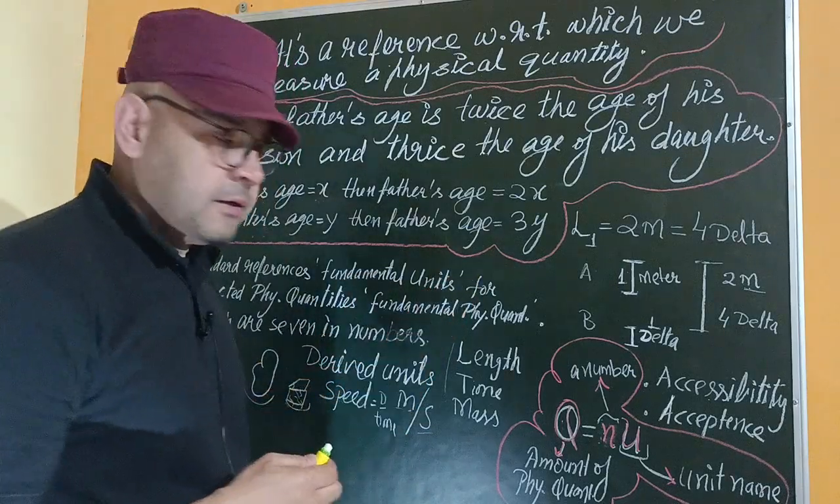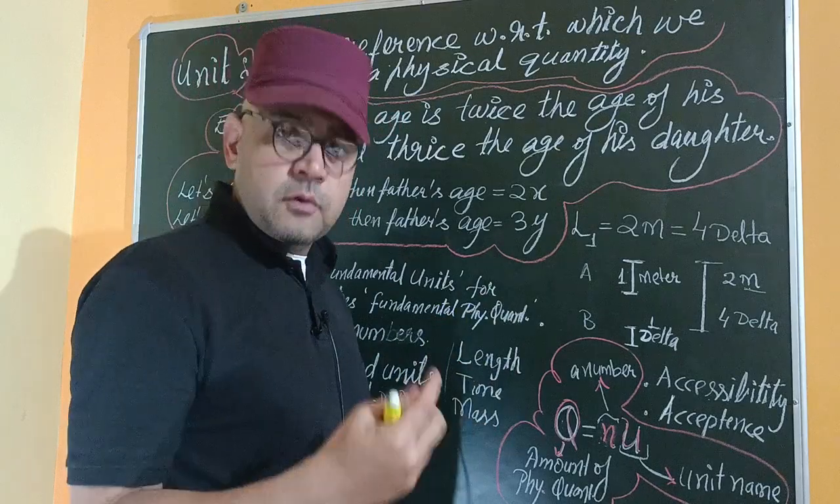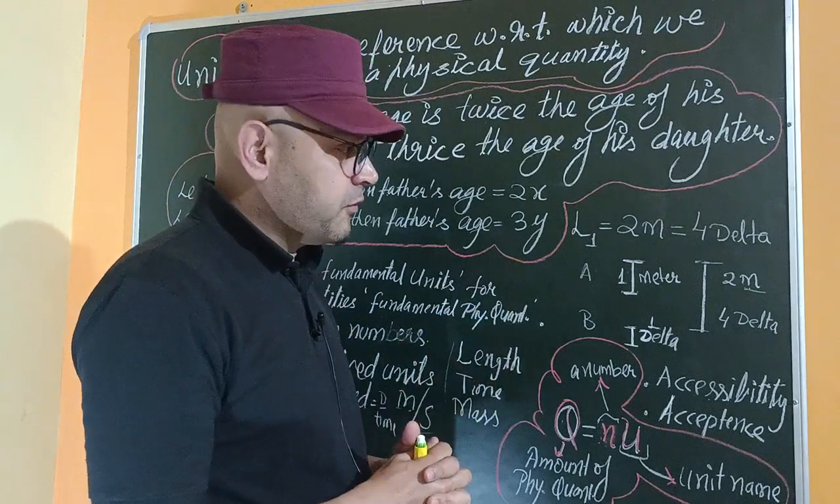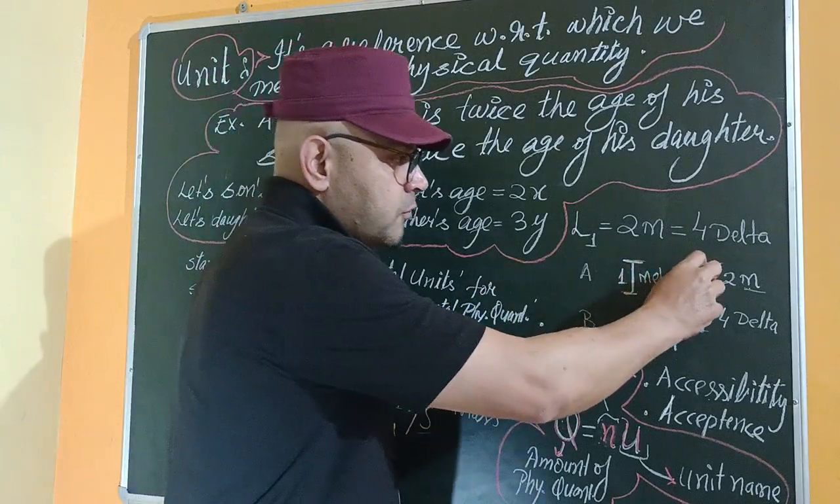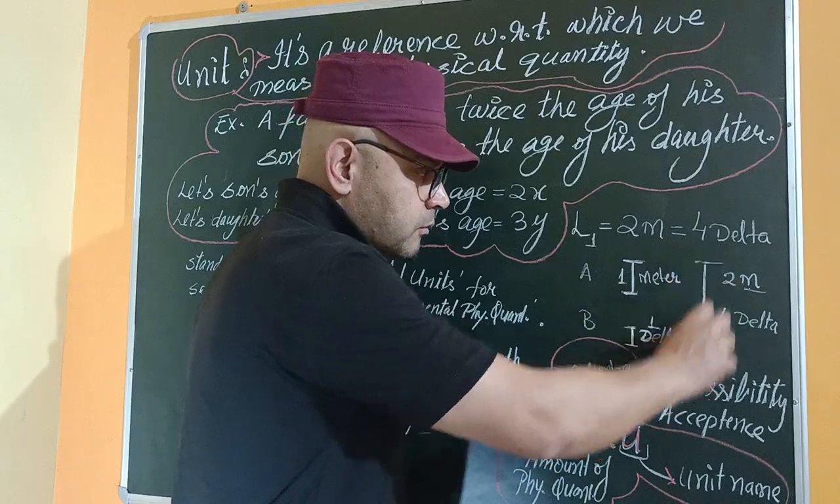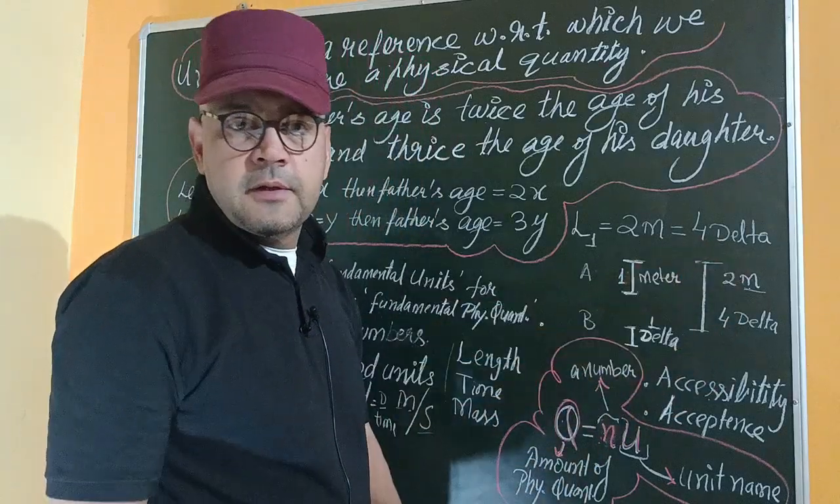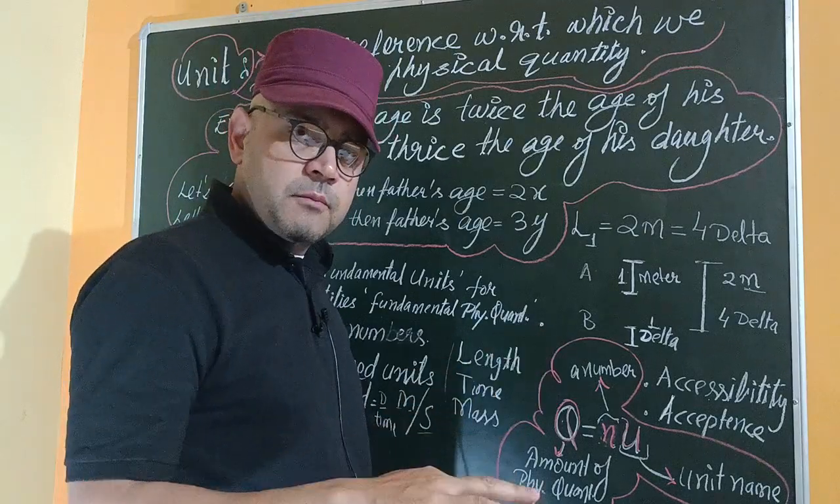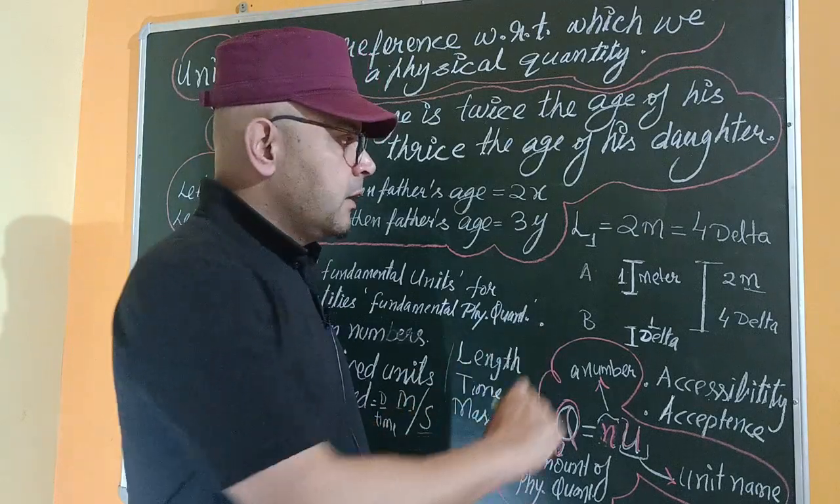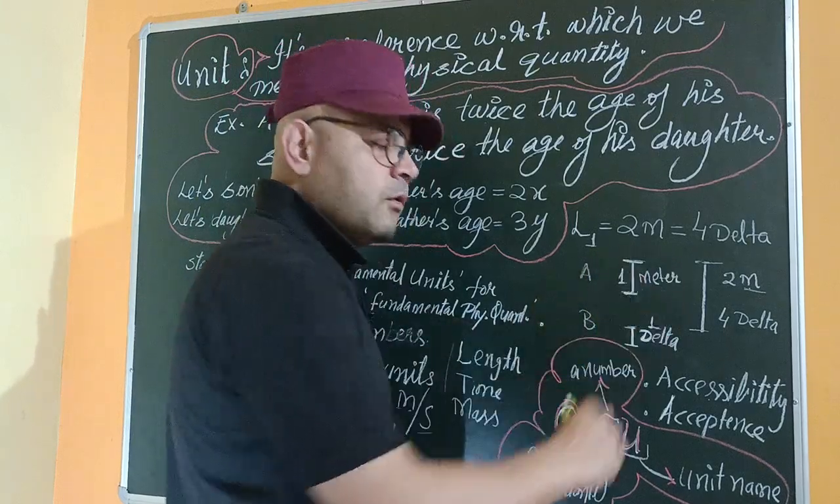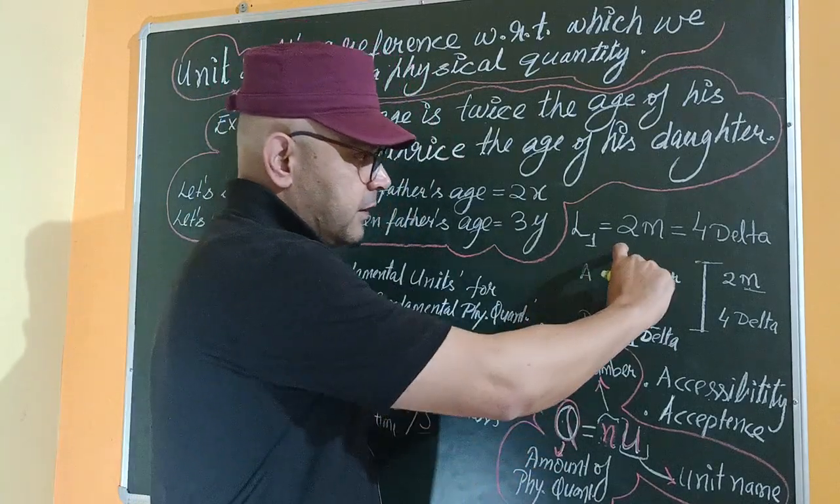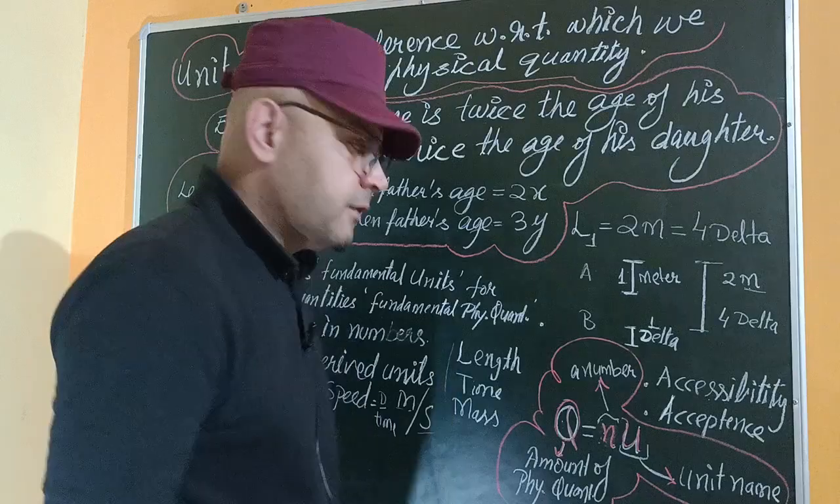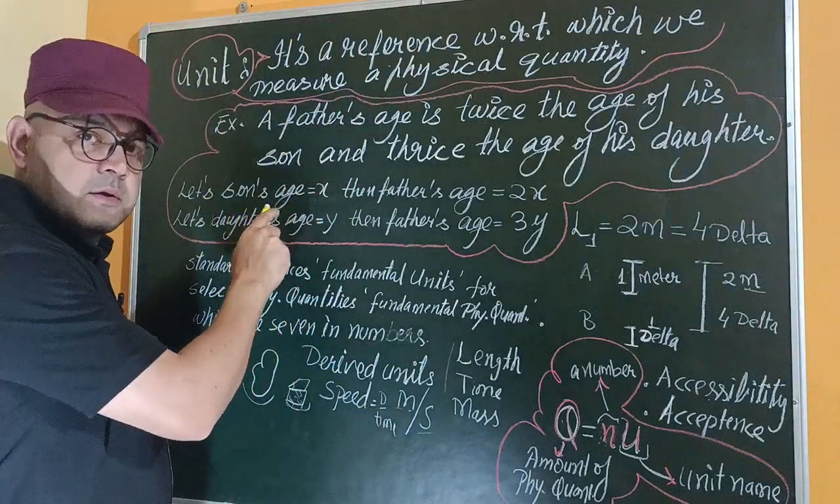Let's further explore it from a physics perspective. Suppose you need to measure this length, and you have a reference that is universal for a community or for this whole world. This reference is called 1 meter. Let's say this length is called 1 meter. It is a reference like the age of the son.